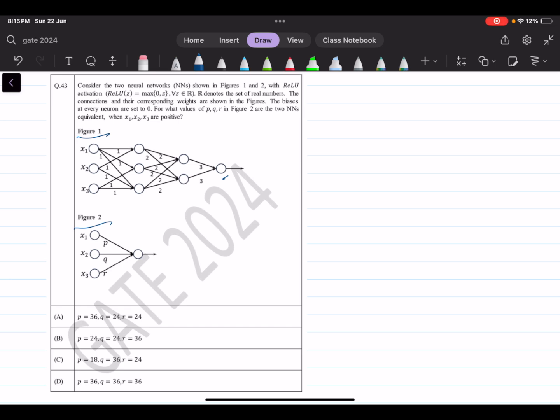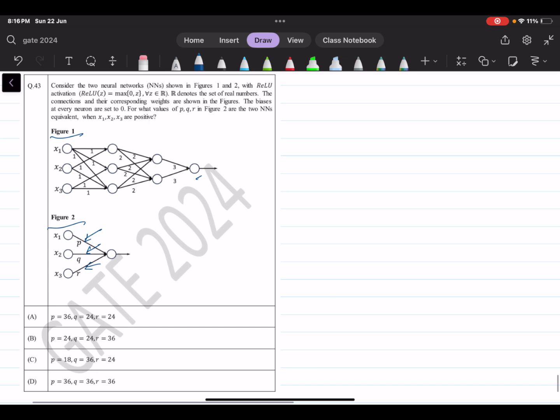Now, the connections and their corresponding weights are shown in the figures. As you can see how these connections are, these arrows are showing the connections and the weights assigned to them are also there. The biases at every neuron are set to 0. And for what values of p, q, r in figure 2? So this is p, this is q, and this is r here.